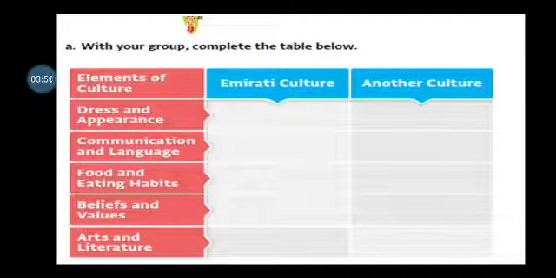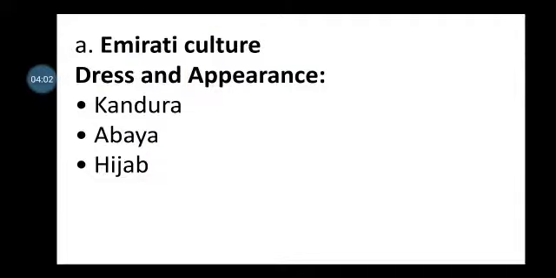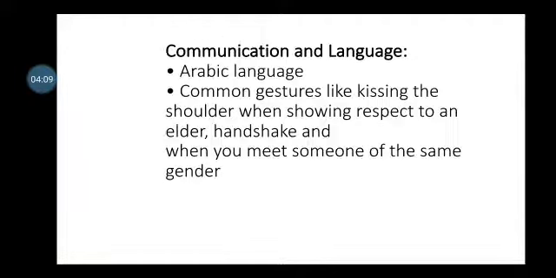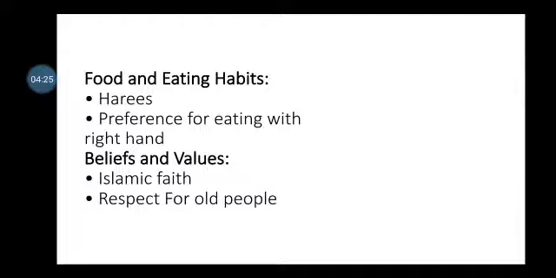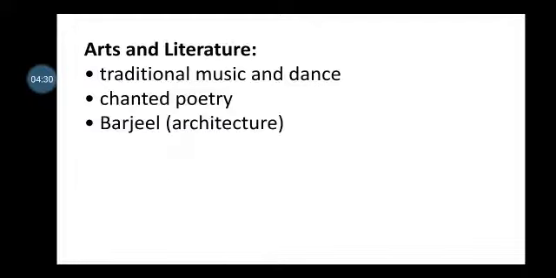If you just have the chance to share with us some of your Emirati cultural aspects, we will discover a lot about you. For example, dress and appearance. You have kandura, abaya, hijab, and more. Communication and language. Arabic language is spoken. You have a special way of greeting people, and you shake hands, for example, when you meet someone of the same gender. You have special foods and special values. You have special and traditional music and dance, and of course, things that belong to the architecture in the UAE.